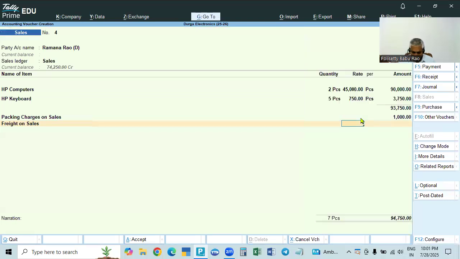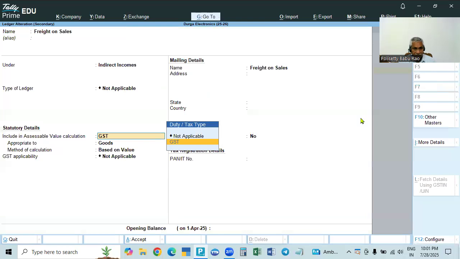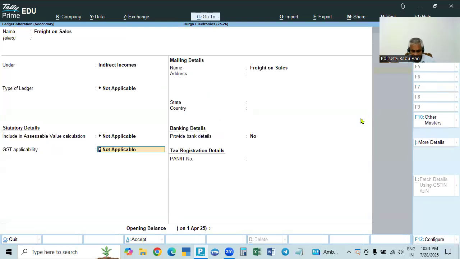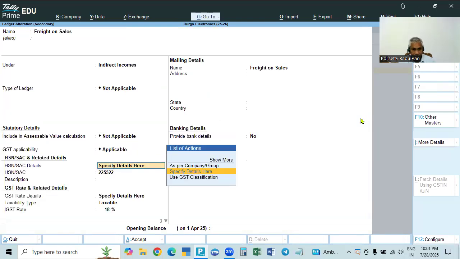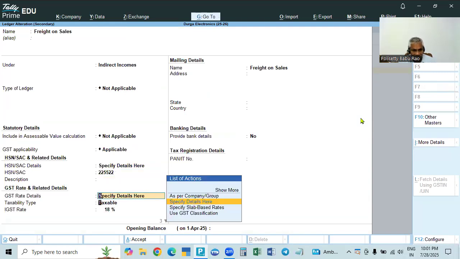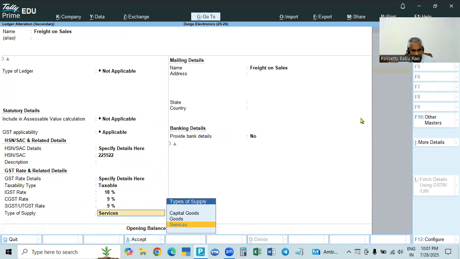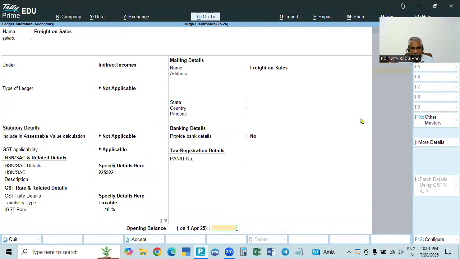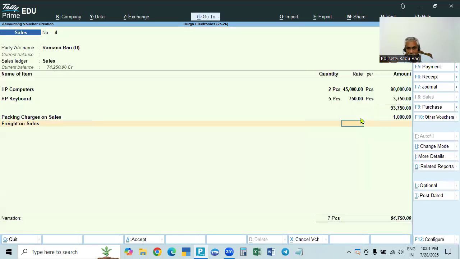Then you are taking freight on sales for this also. So the first method will not be used. It is not applicable. This will be applicable, and specify the same details here: taxable 18%, services. And here also we take this one as 400 rupees, the same amount.